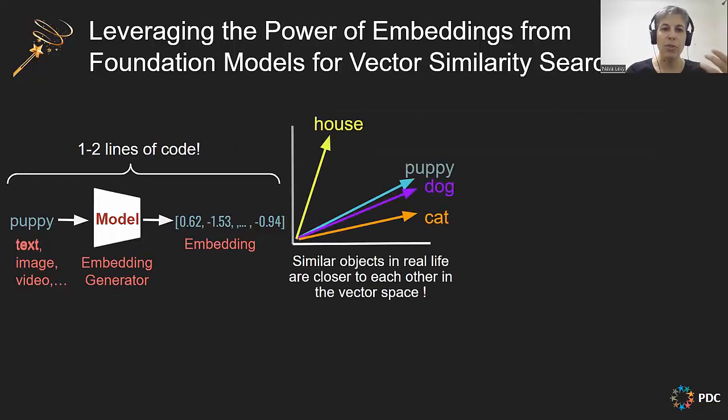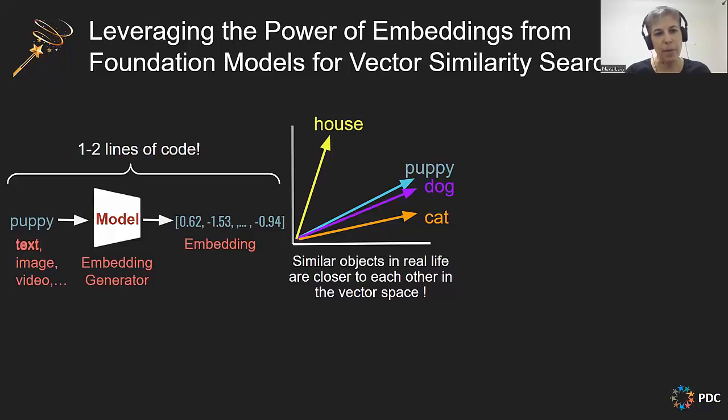And now those embeddings, the vector embeddings, don't mean much to us as humans. Those numbers, we don't know what they represent. They make sense to the model, but not to us as humans. Like 0.62, we don't know what it means. It doesn't mean it's an object and not an animal.